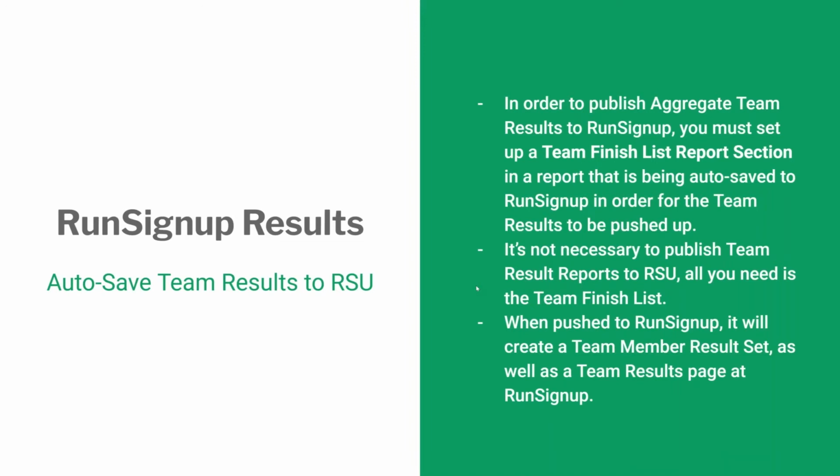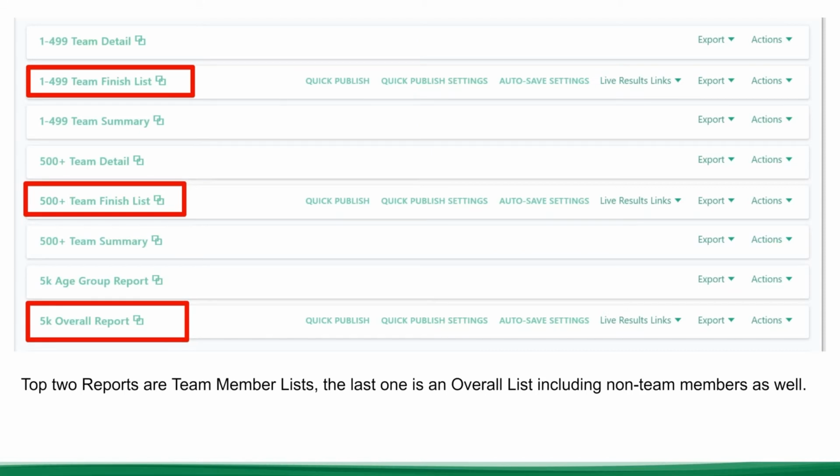So when published to RunSignup, this single report will create a team member results set as well as a team results page at RunSignup. So usually for Aggregate, you may have a few different team types. In this race, I decided to set up a 1 to 499 team finish list, a 500 plus team finish list, and the standard 5K overall. And each of these ones, you'll see I have these options on the right, more links here. These are saying that this is a report that I'm able to publish to RunSignup. The 500 team detail, I can't publish to RunSignup. It's not a team finish list, it's not an overall report, so I cannot publish it. The team finish list is the one that generates all of the nice looking team results pages at RunSignup for me automatically, so I don't want to try and publish those ones.